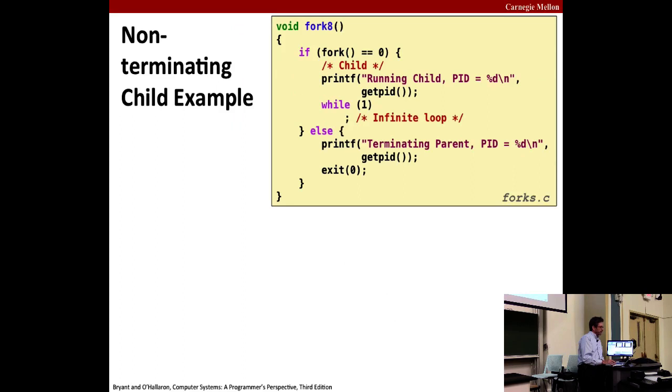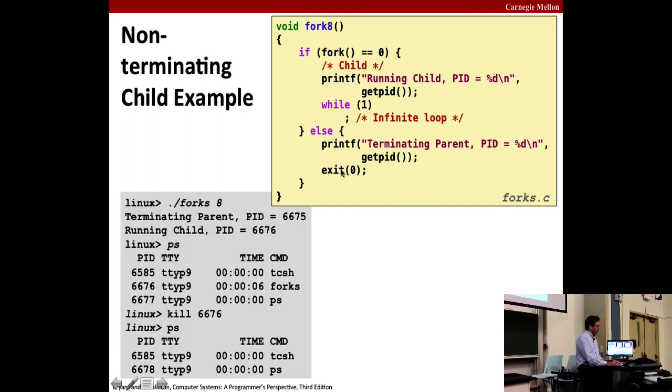Now, what happens if the child doesn't terminate? You might wonder, if a parent creates a child, and then the child never terminates, and the parent terminates, then what would happen? So let's look at an example of this and see. Here we're calling fork, creating a child. Within the child, we print a message, and then the child goes into an infinite loop. And the parent prints a message and then exits.